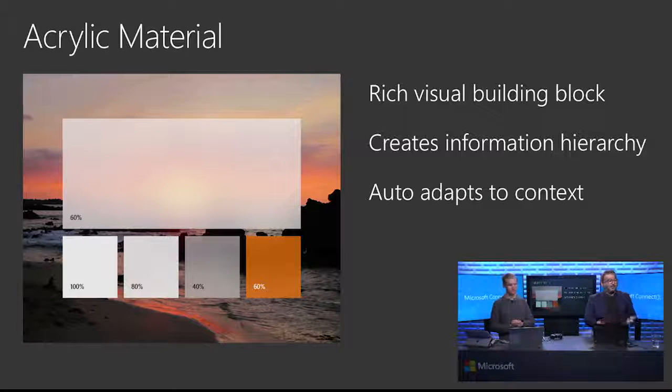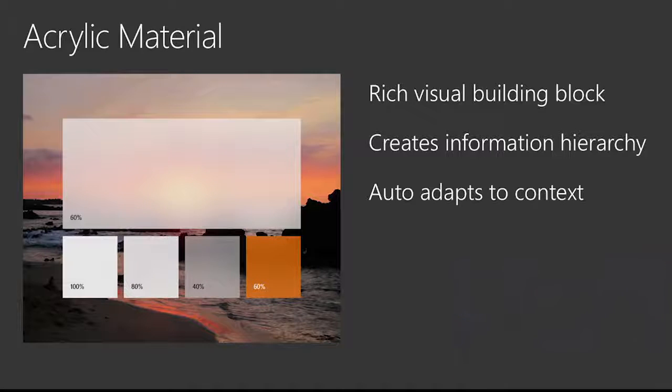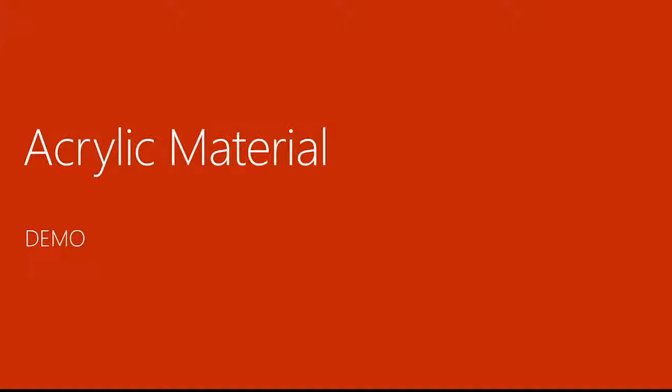It auto-adapts to context. One of the things that's great about using acrylic material is that if you're running over RDP or on low battery power, or on different types of devices and configurations, it automatically adapts itself to that context to optimize for performance and battery life and so forth. It's pretty flexible. It supports a lot of app branding, so if you have a color to your brand, you can take advantage of that too with acrylic. So it's a great new visual building block, and let's go take a look at how to do it in the demo.